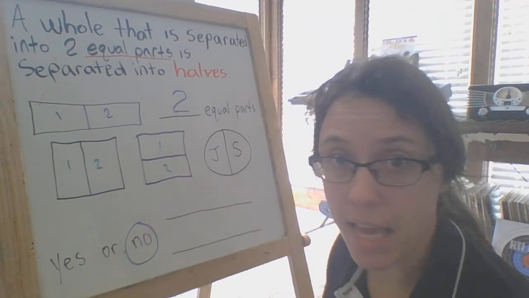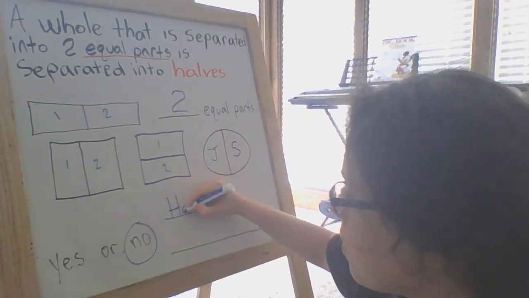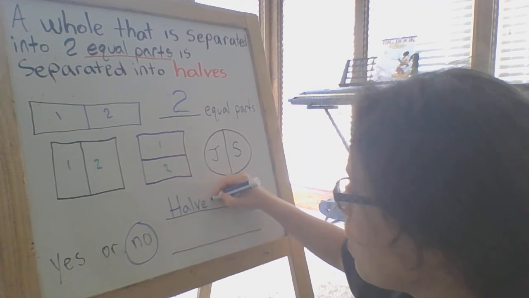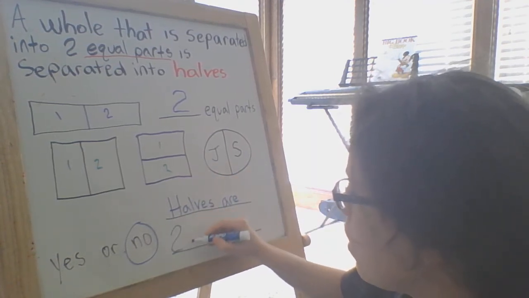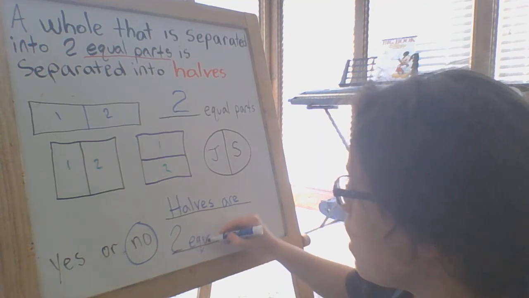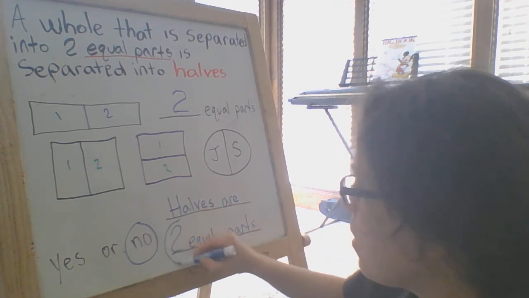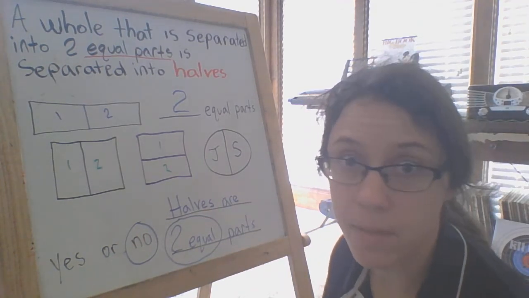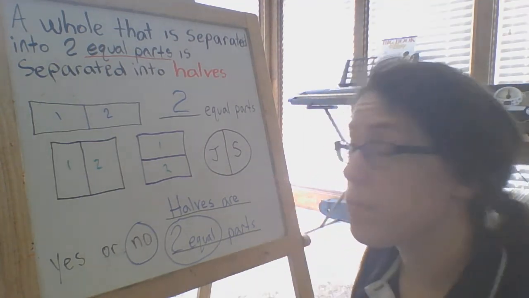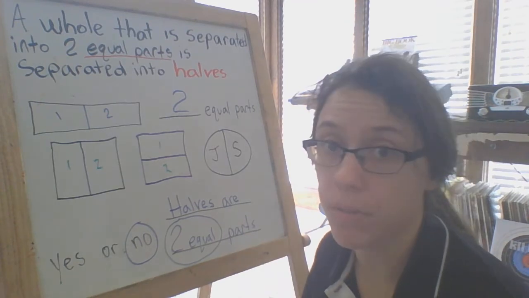They can't, because halves are two equal parts. And I'm going to circle this because the word equal literally means the exact same. So for them to have split the orange in half, those halves had to have been equal.